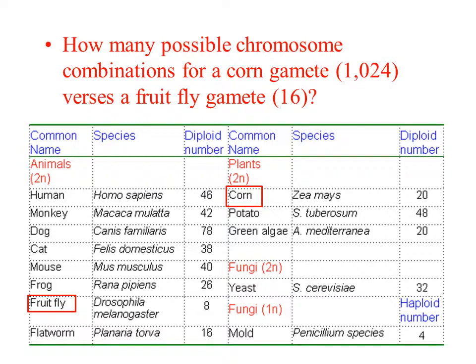The most common mistake is when people look at the chart and see the diploid number, they forget that they have to use the haploid number. So for fruit fly you use 4, and for corn you use 10 to replace the N.